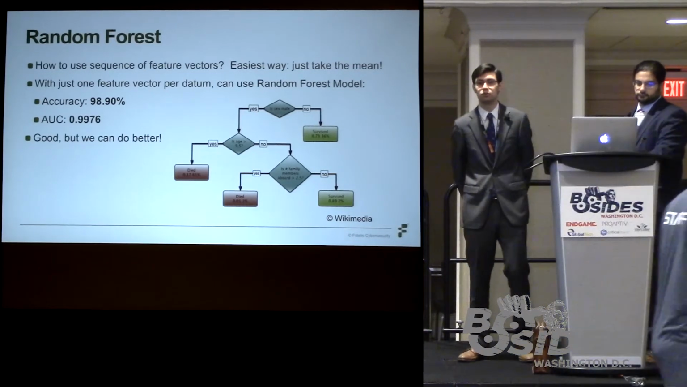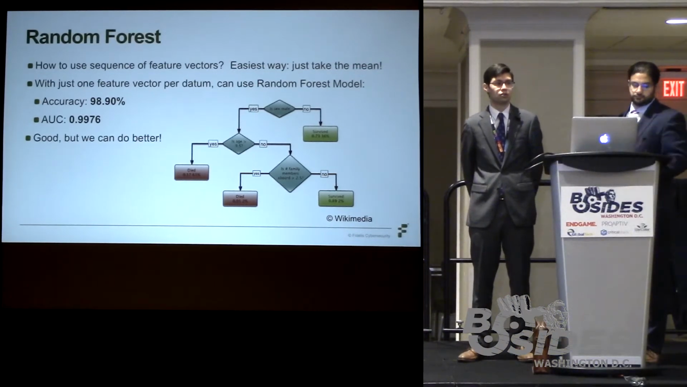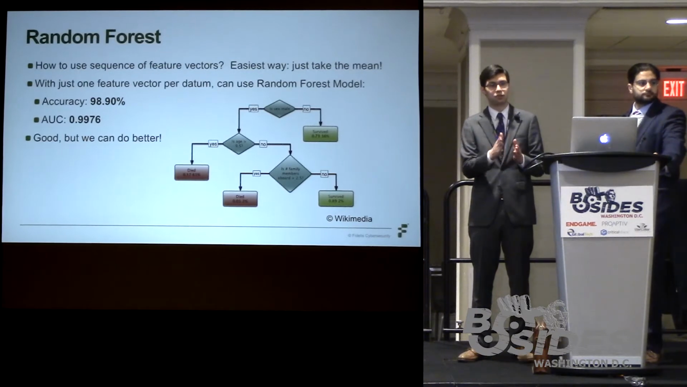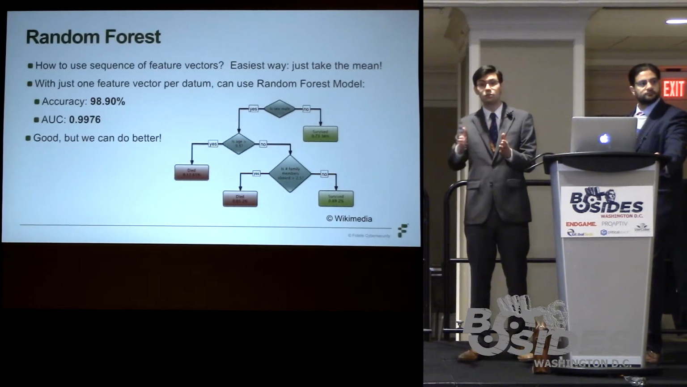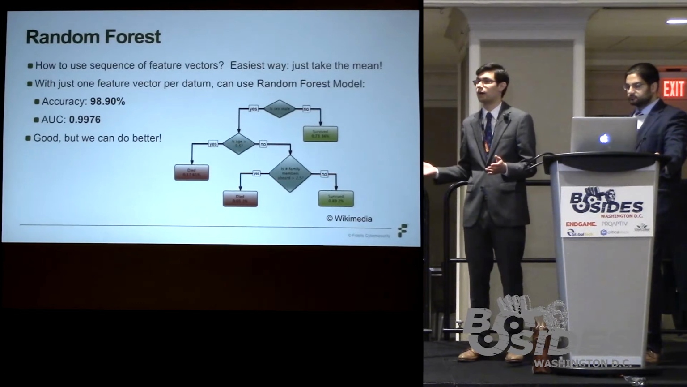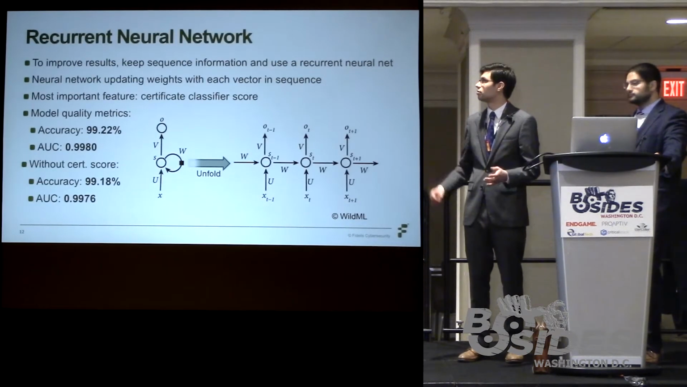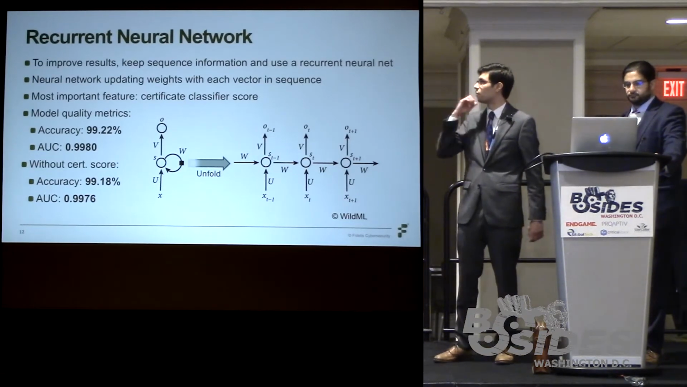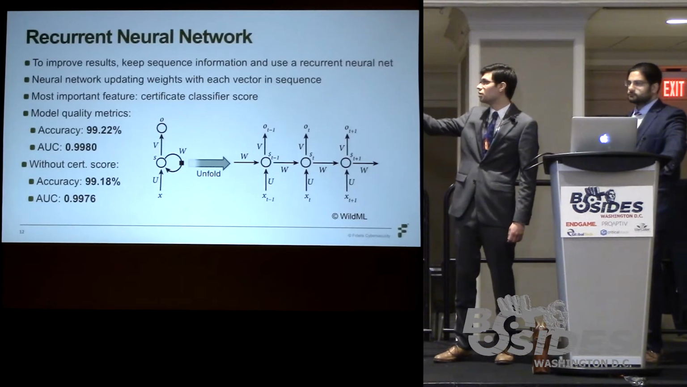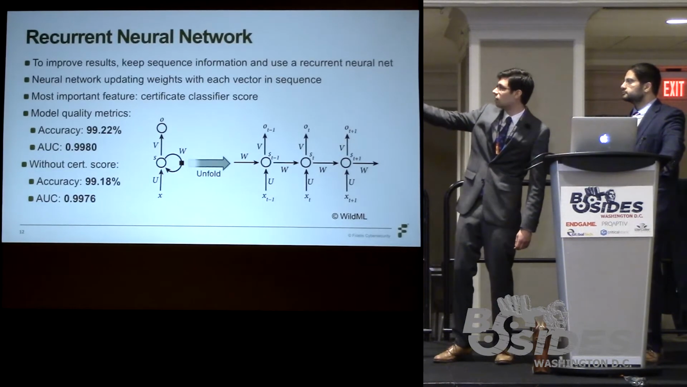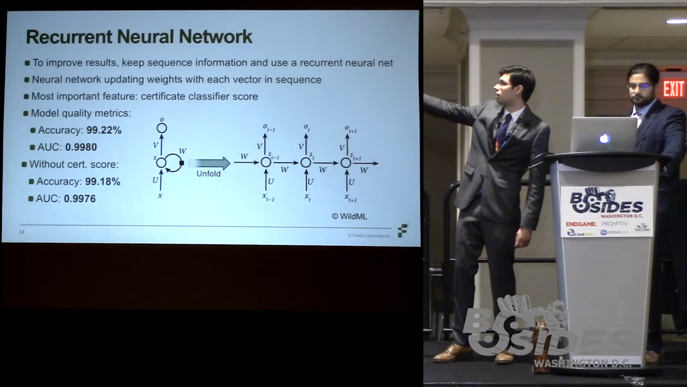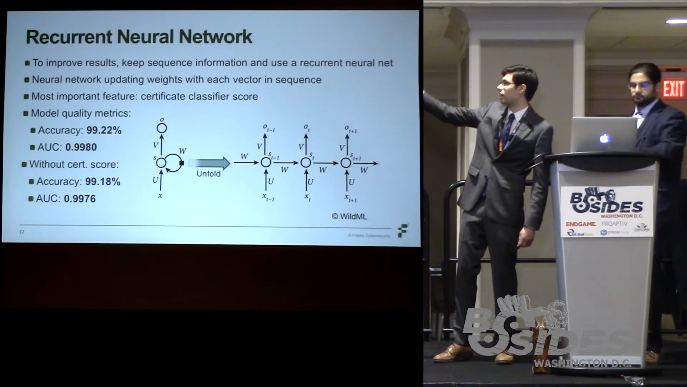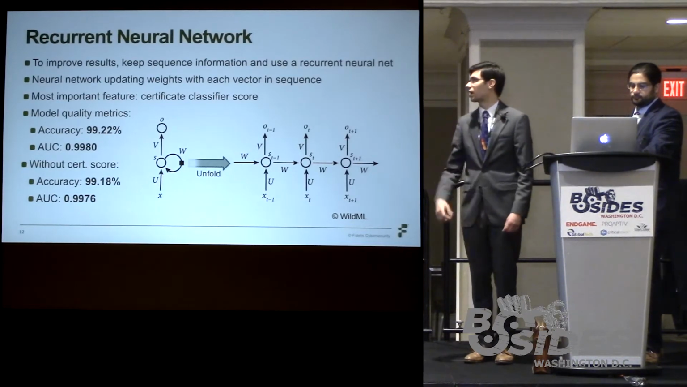So the next step is to use a recurrent neural network, which takes into account the information of this sequence of vectors. So it uses the information about the ordering of the sessions. The idea of how recurrent neural networks work is, for each example, you have multiple vectors, and you keep feeding in vector after vector, and these horizontal lines are the weights that keep getting updated as you feed in each next vector.